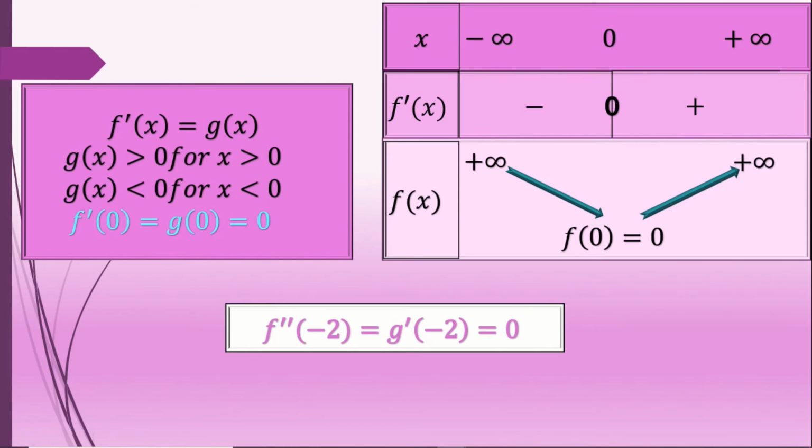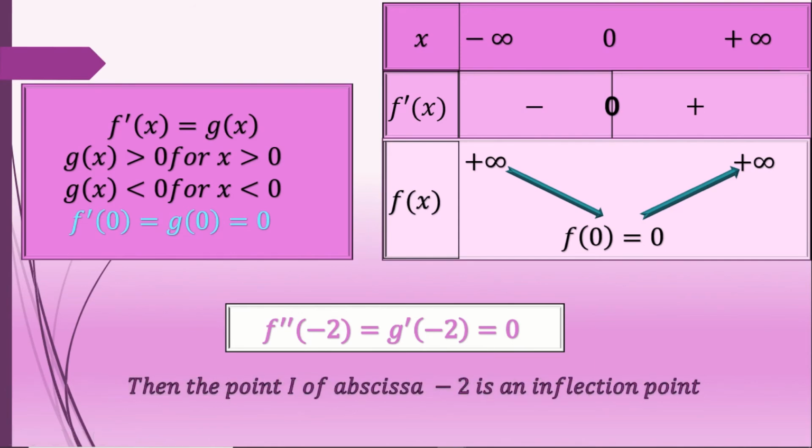Now, how to prove that the point I that has an abscissa minus 2 is an inflection point? We should prove that the second derivative of f at this point is 0. Note that f double prime of minus 2 is equal to g prime of minus 2. We have it given as 0, then f double prime of minus 2 is 0. So we can say that I is an inflection point for the curve C.